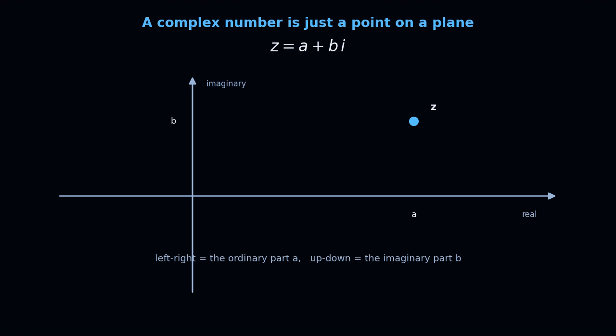To see where this comes from, we first need a place to draw an equation's answers, then a rule that hunts them down. Ordinary numbers, like 3 or -2, sit on a line. But many equations have answers that need a second direction, called the imaginary part. A complex number, written a plus b times i, is just a point on a flat plane. A goes left to right, b goes up and down.